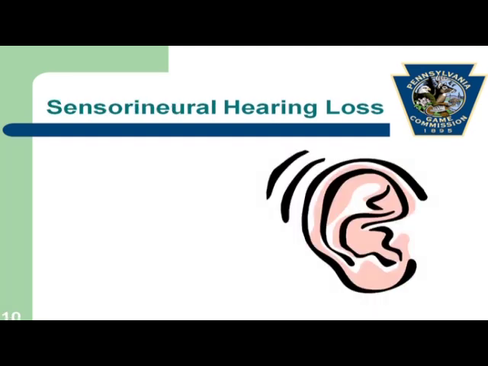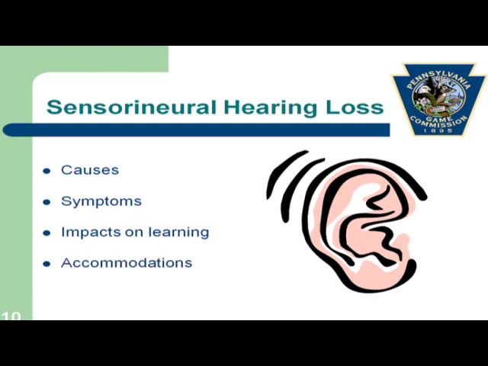Sensorineural hearing loss, caused by damage to the hair cells of the inner ear or nerves supplying them, affects certain frequencies more than others, and perceived sound is distorted. The impacts on learning are the same as before. Accommodations, again, students may be wearing hearing aids, or may need to be repositioned in the class to understand content better.